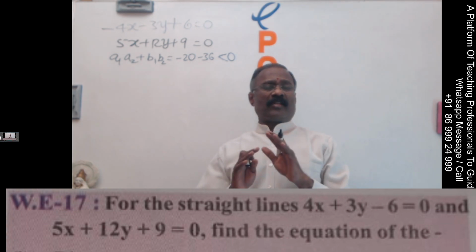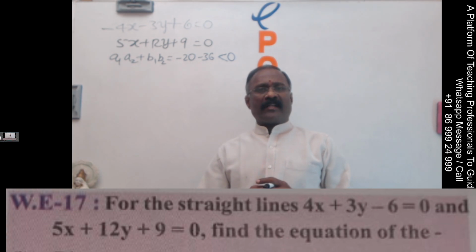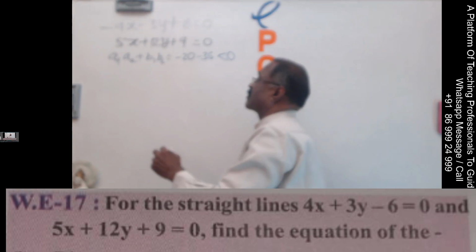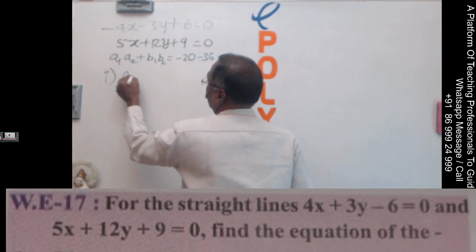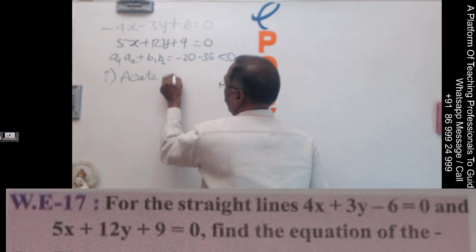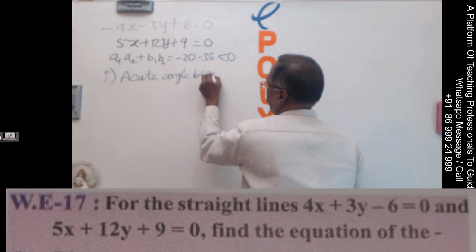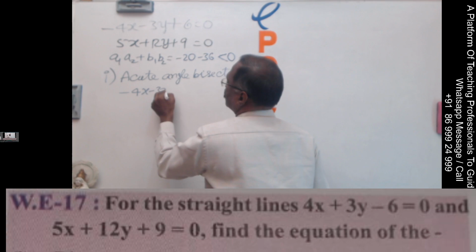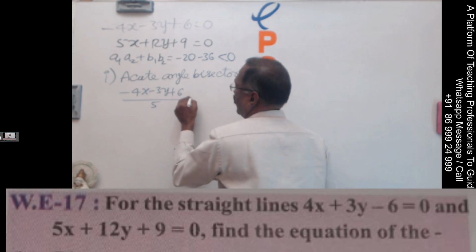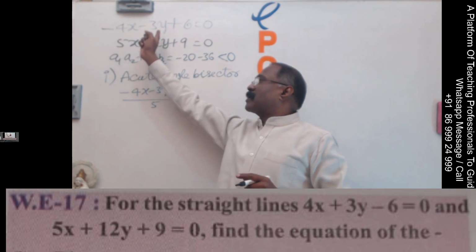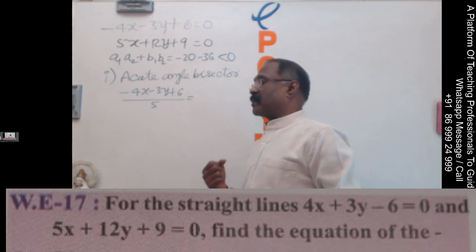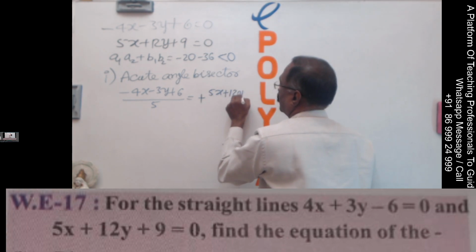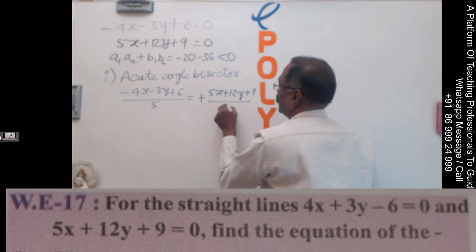We are concerned about whether it is positive or negative, that's all. So it is negative. So by taking plus, that is opposite sign to this, we will get the acute angle bisector. So number 1, acute angle bisector: minus 4x minus 3y plus 6 divided by 5, that is root over a1 square plus b1 square. Because it is negative, we will take positive here: 5x plus 12y plus 9 divided by 13.